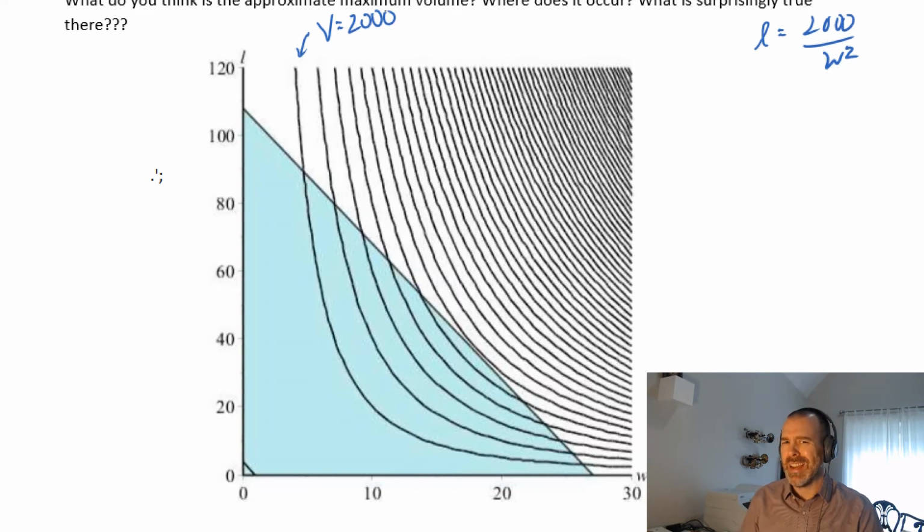So you might recognize these. This is what a level curve is, where you have a fixed outcome, a fixed volume in this case, and you are drawing those curves for different fixed volumes.